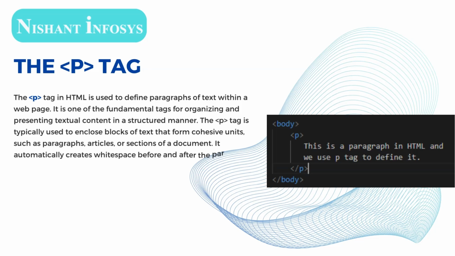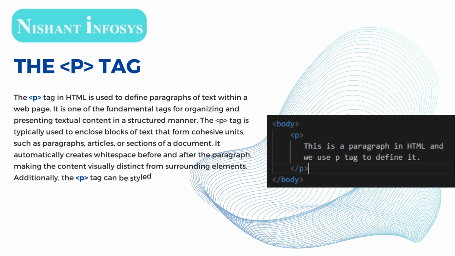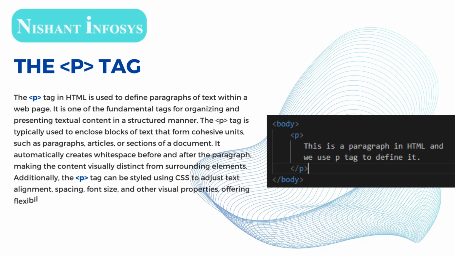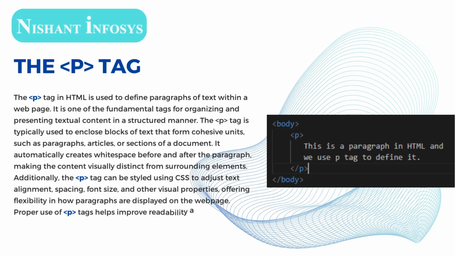sections of a document. It automatically creates white space before and after the paragraph, making the content visually distinct from surrounding elements. Additionally, the P tag can be styled using CSS to adjust text alignment, spacing, font size, and other visual properties, offering flexibility in how paragraphs are displayed on the web page.